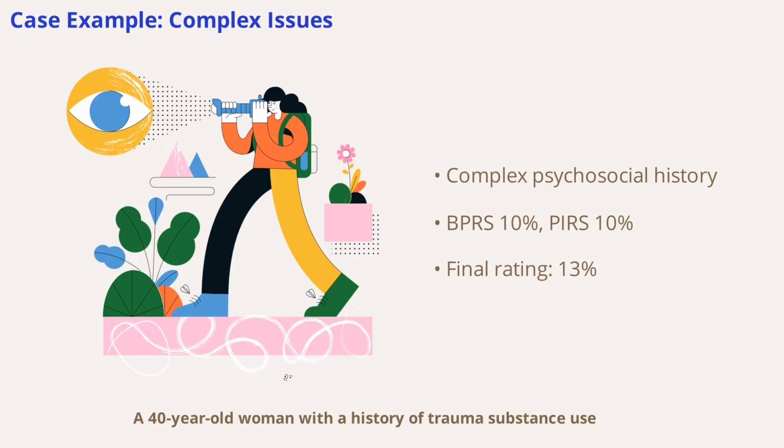40-year-old woman with a history of trauma, substance use, and multiple psychosocial stressors presented with adjustment disorder and somatic symptom disorder. Despite subjective complaints, objective findings were minimal. Her BPRS and PIRS scores were 10% each, for a final rating of 13%. This case highlights the importance of objective evidence and careful assessment in complex situations.